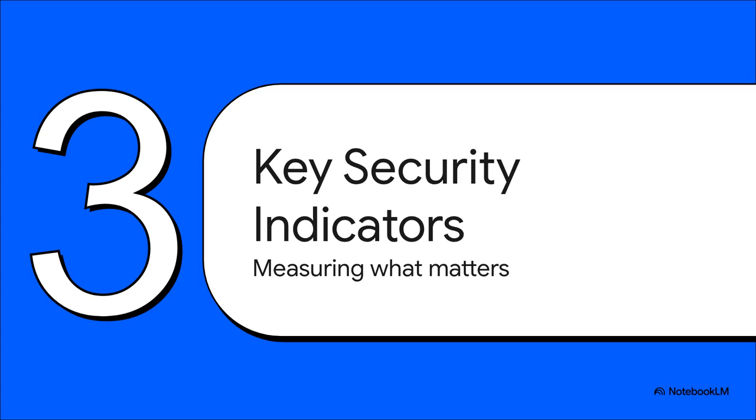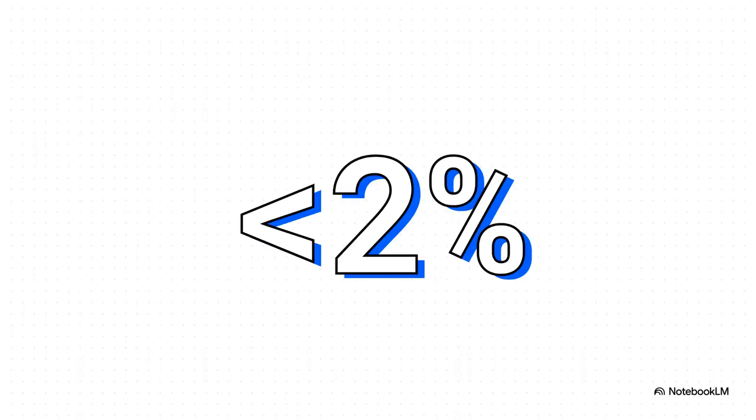Now that we've got a framework, what are we actually looking for in all that data? Well, that brings us to the key security indicators. The best way to think about these is like the vital signs for your AI system. They tell you if it's healthy and, just as important, if it's secure. Let's look at a few key numbers.